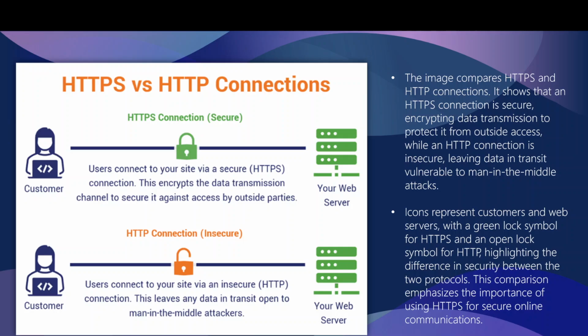The icons represent the customers and the web servers, with a green lock symbol for the HTTPS showing secure transmission, whereas the HTTP connection is simply insecure. This pretty much highlights the main difference in the security between the two protocols. It definitely emphasizes the importance of using HTTPS as it is more secure.